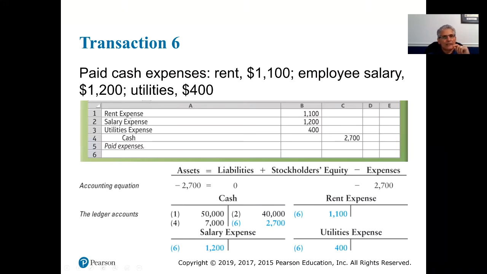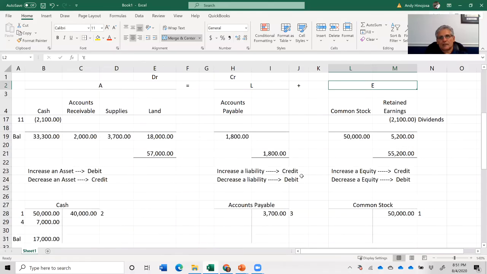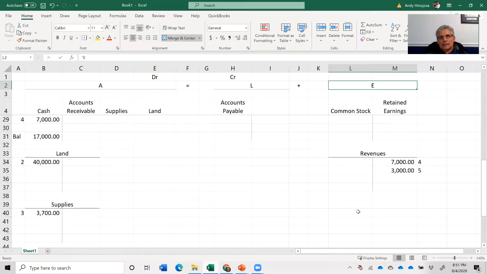So rent expense, debited for $1,100. Salary expense, debited $1,200. Utilities expense, $400 debit. Cash is credited for $2,700. That is the formal journal entry, and then we have to debit and credit all the related T accounts. Let's do it.